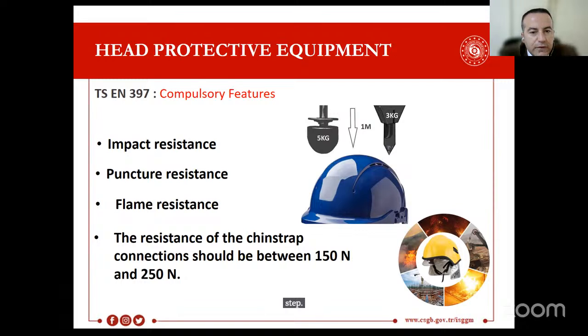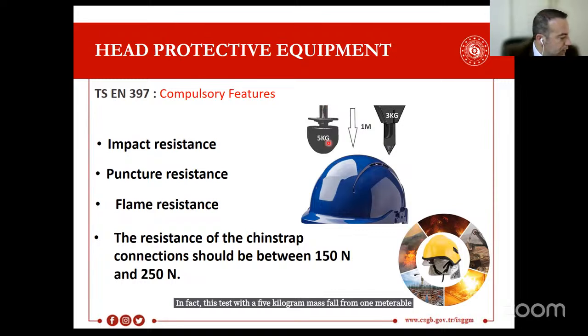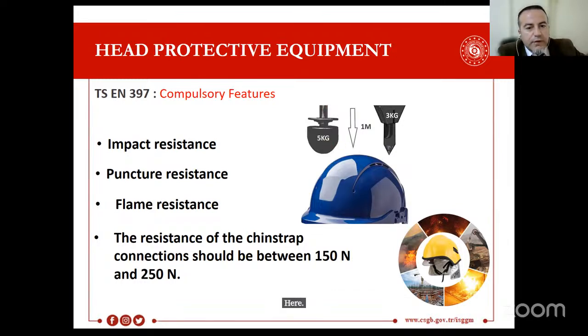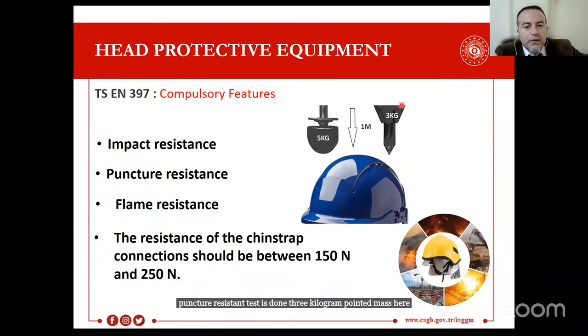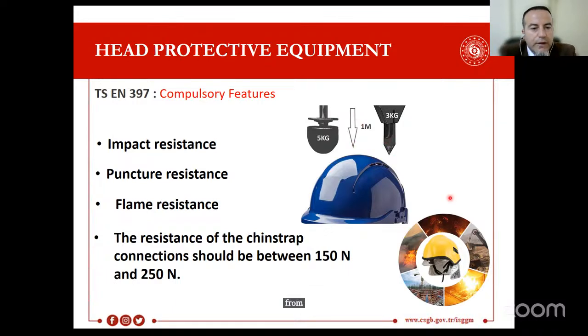In the impact resistance test, a 5 kilogram mass falls from 1 meter above. The puncture resistance test is done with a 3 kilogram pointed mass from 1 meter above, and for the flame resistance test, it must withstand continuous flame for 10 seconds. And the chin strap connection must have a strength above 150 Newton and below 250 to prevent the helmet from coming off easily.